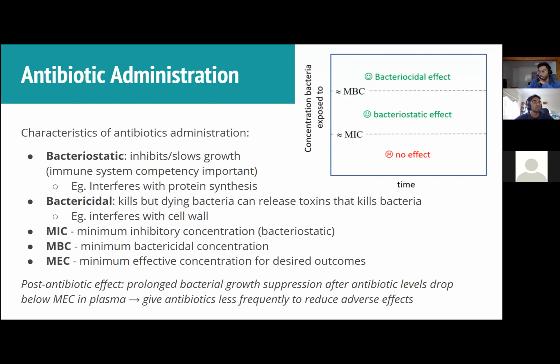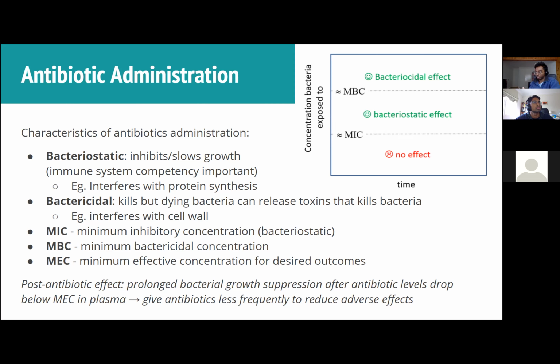So antibiotics administration, there's a lot of different stuff that you should understand about it. So antibiotics fall into roughly two categories. So that's bacteriostatic and bactericidal. So bacteriostatic would inhibit or slow the growth of the pathogen, while bactericidal would actually kill the pathogen. And this means that in bacteriostatic infections, your body's immune system needs to work to actually kill off the pathogen, because it's not going to kill it, it's just going to stop the growth.